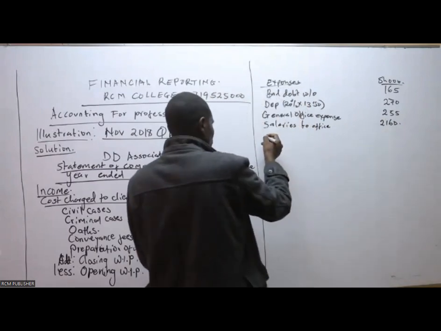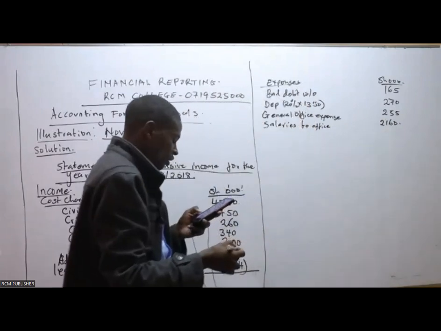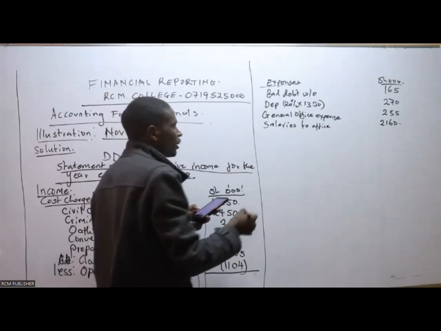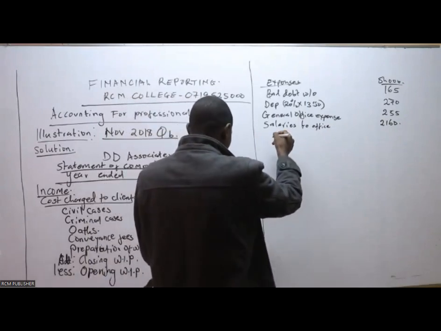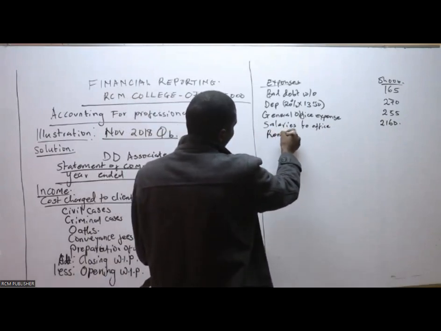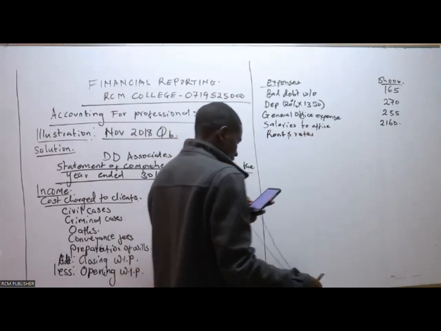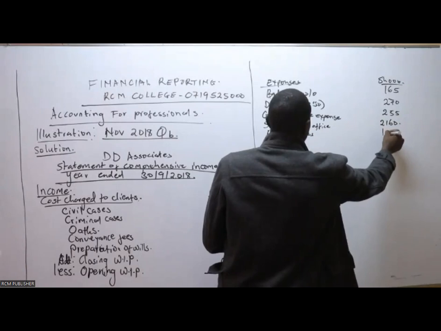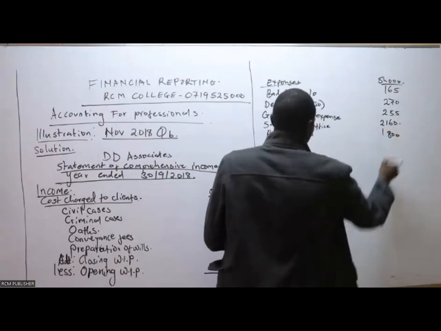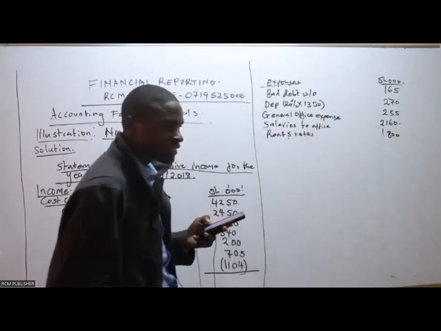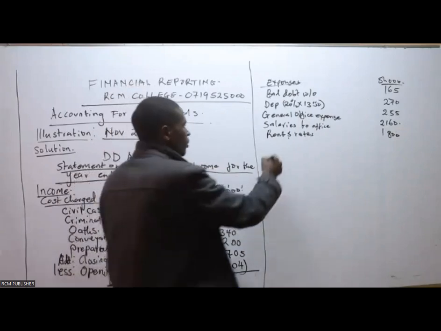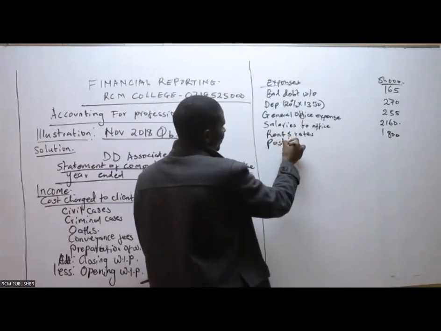You want to know whether this associate got some profit or loss in its undertaking. Then we have rent and rates, which is 1800. Then the next one we have is postage and telephone, that's an expense.